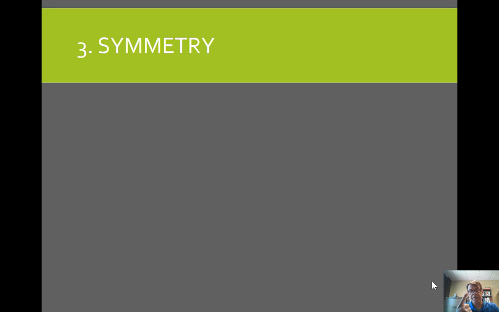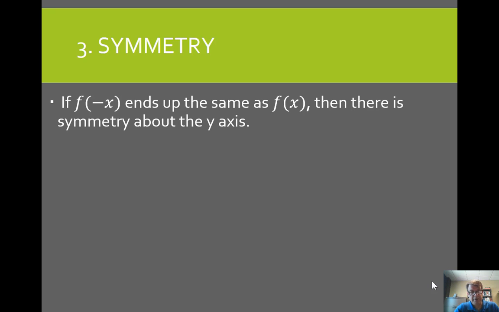Symmetry. So we have find the domain, find the intercepts, symmetry. There are basically 3 kinds of symmetry. If you plug in negative x to the function and it ends up the same as f of x, then there will be symmetry about the y-axis. We said this in an earlier video. The idea here is that you have the x on both sides.